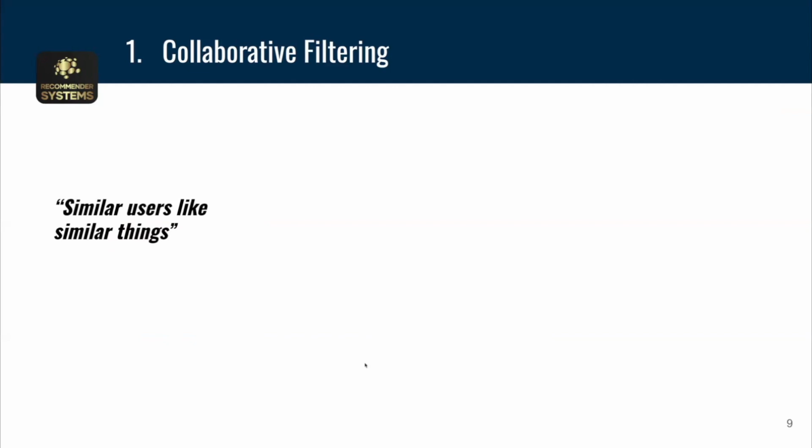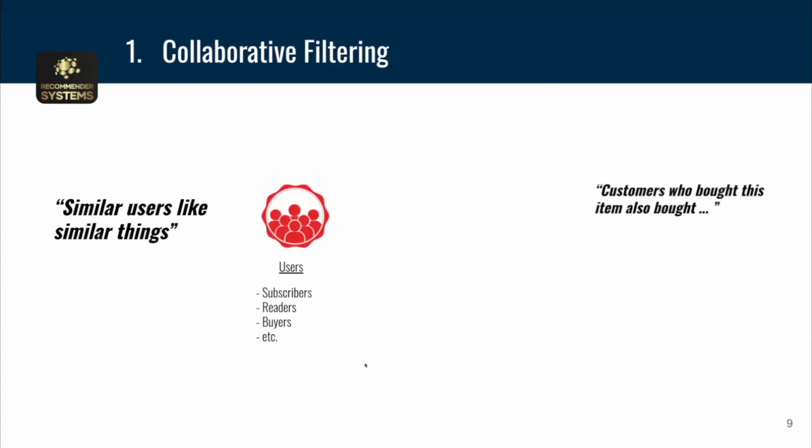So the first is collaborative filtering. This is basically based on the analogy of similar users like similar things. Users could be subscribers, readers, buyers, and customers who also bought this item. Do you remember a famous quote from Amazon, for example? When you go on Amazon, you can see "customers who also bought this item also bought the following items." So this is also a recommendation. The central assumption is similar users like similar things.